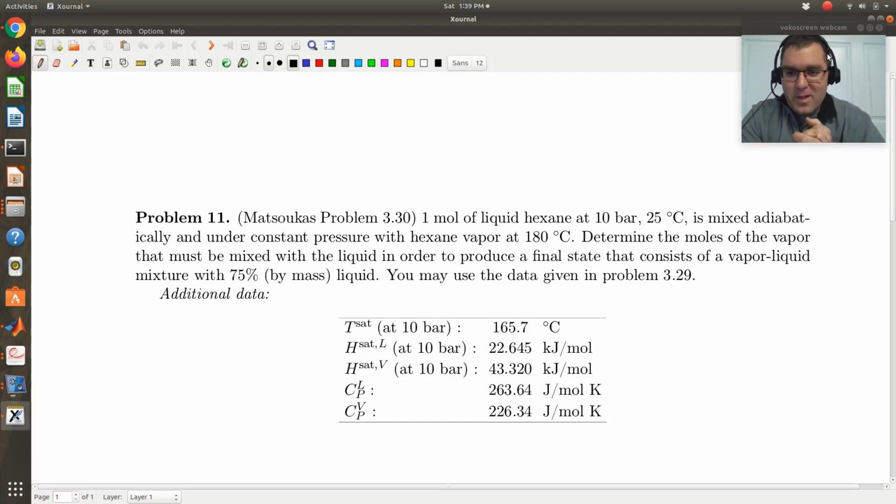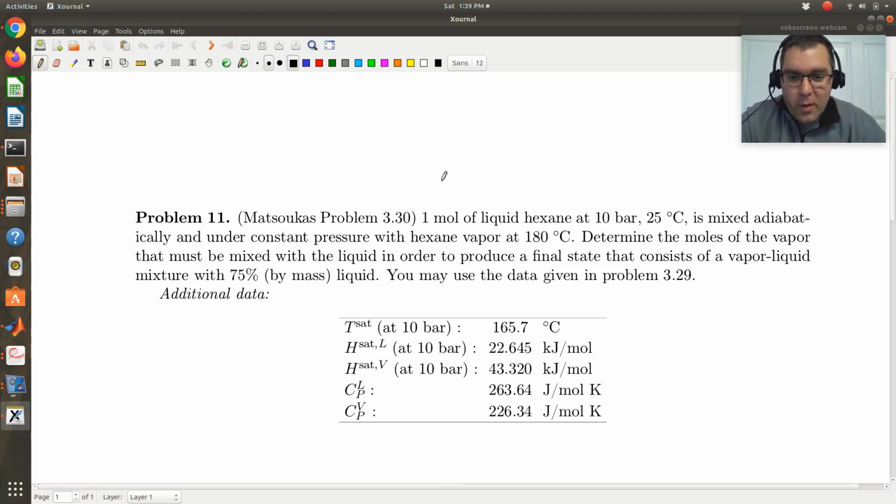Hello! Let's take a look at example problem 11. Before we do so, if you haven't looked already, take a look at example problem 10, which is problem 3.29 from the text. This problem is extremely similar, so essentially it's the same system, just working in reverse.